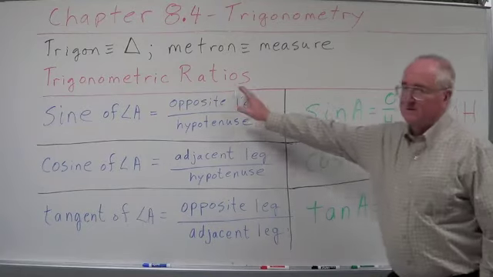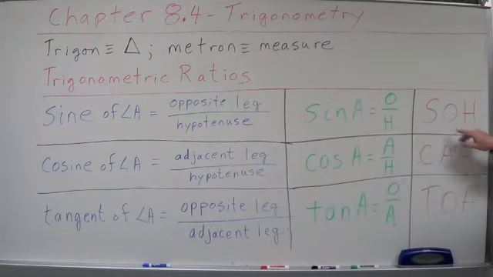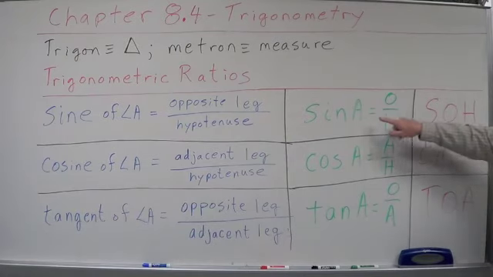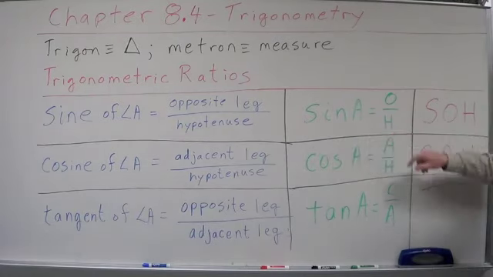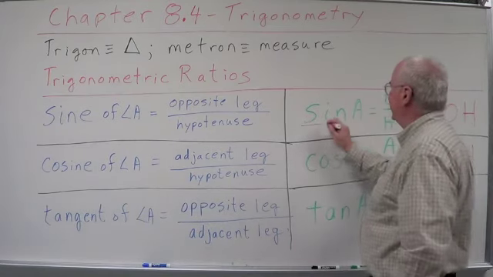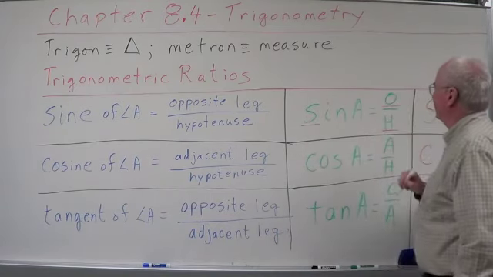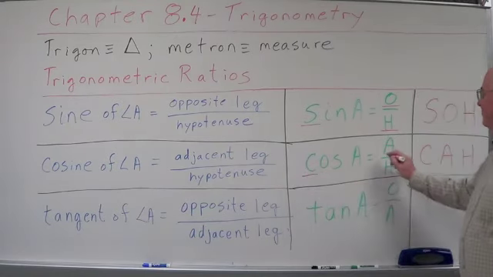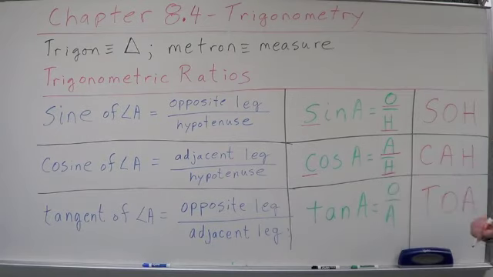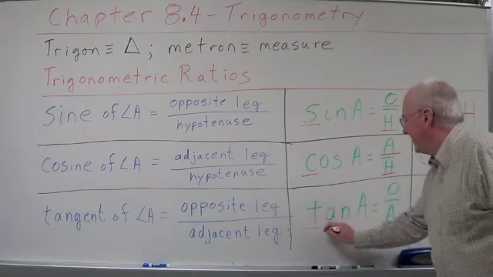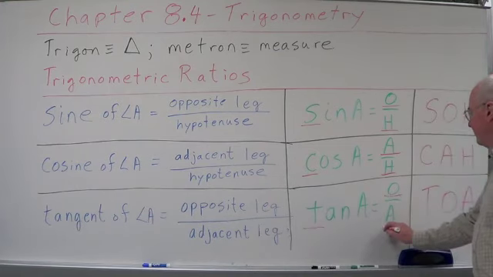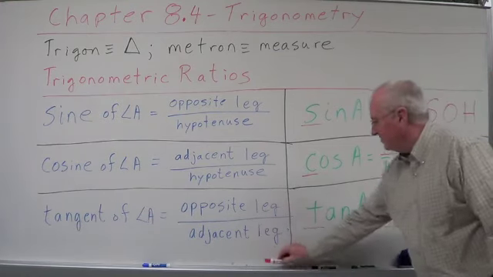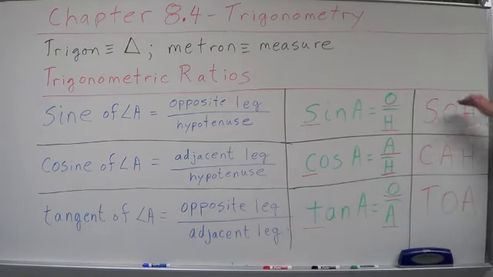Do I remember all this? No. I remember this. What does this stand for? The sine equals, S equals, opposite over hypotenuse. Cosine equals adjacent over hypotenuse. Tangent equals opposite over adjacent. I still use that today. This is what I remember. This is what I go by when I'm doing trigonometric ratios.